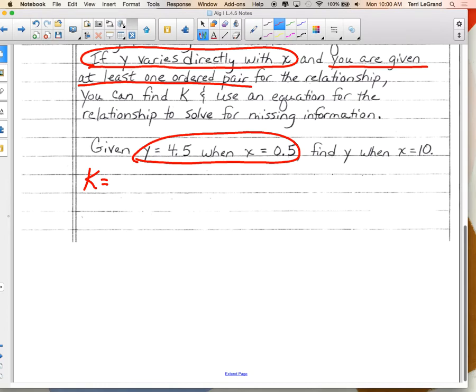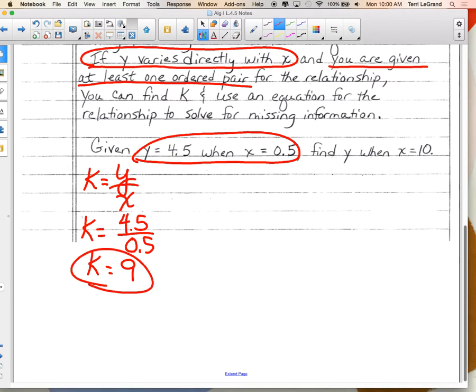4.5 over 0.5. Yeah, remember, y over x gives us the k value. So we're going to put 4 and 5/10 over 5/10. Or in other words, it's kind of like saying, how many times can you take 50 cents out of $4.50? We do not need a calculator. How many times can you take 50 cents out of $4.50? 9 times. So k equals 9. Okay, that gives us our k value.